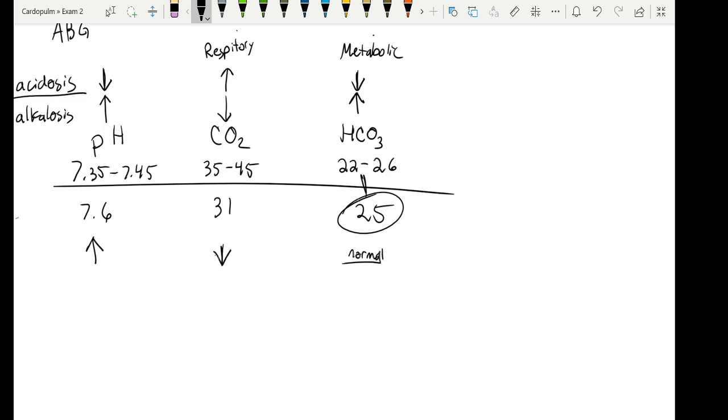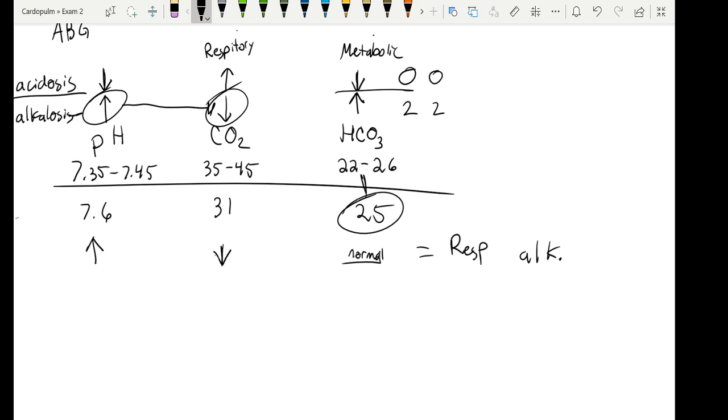Okay, now just follow the arrows. Up arrow, down arrow, normal. So I just draw a line here for normal. So we've got 2 to 0. So our pH is up, so you know it's alkalosis. Go ahead and write alkalosis. Now these two match, so you know it's respiratory.